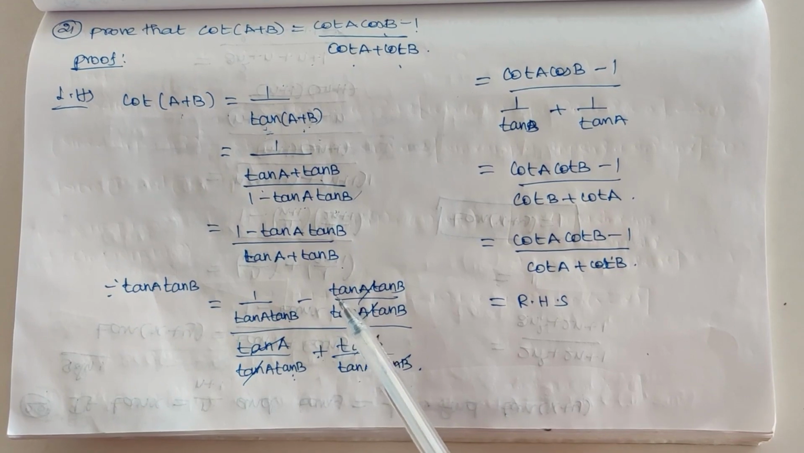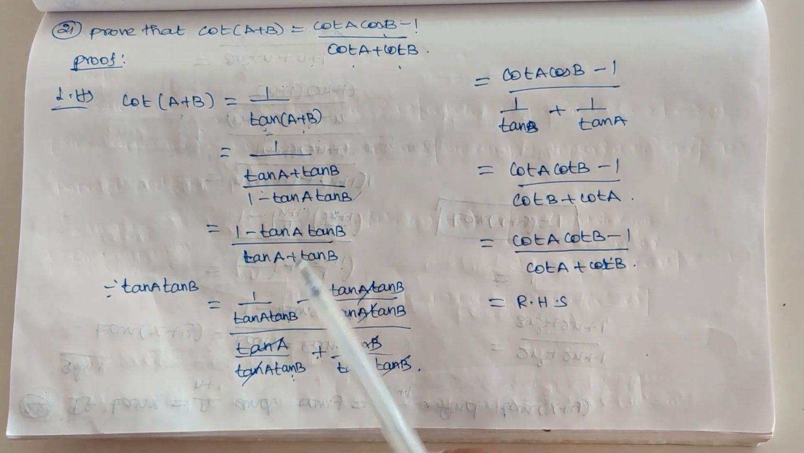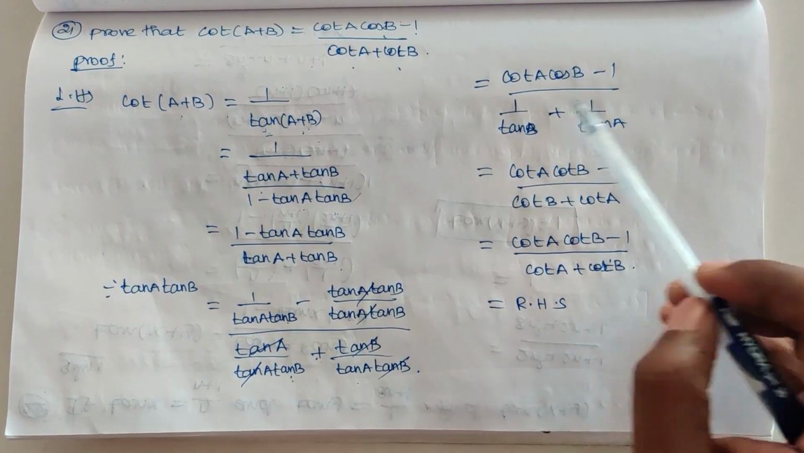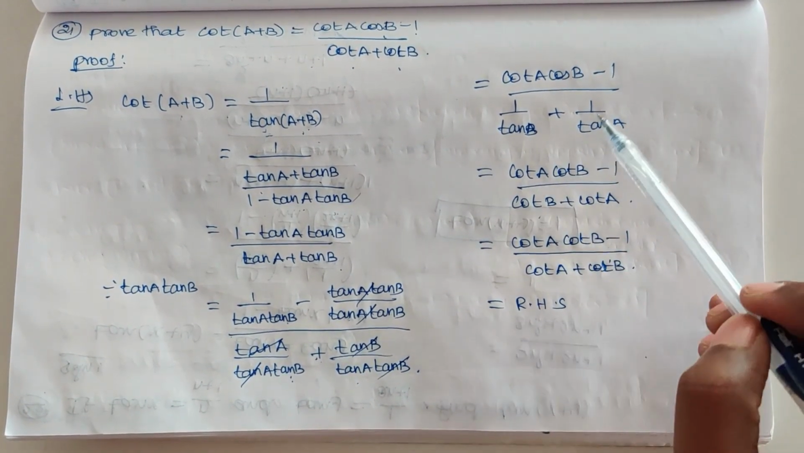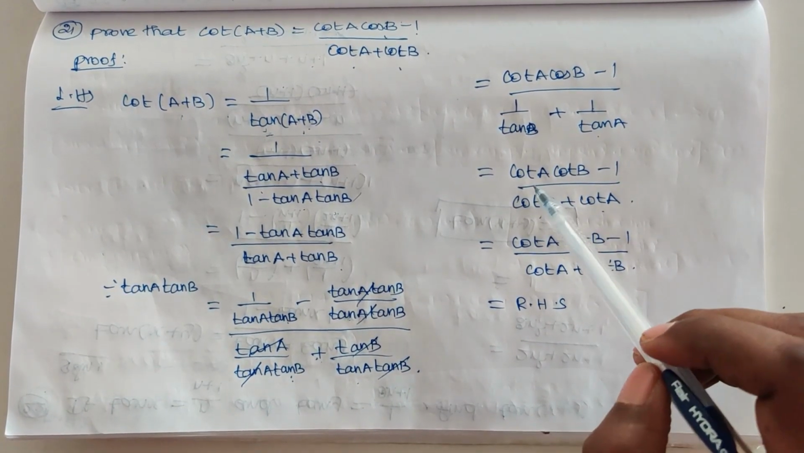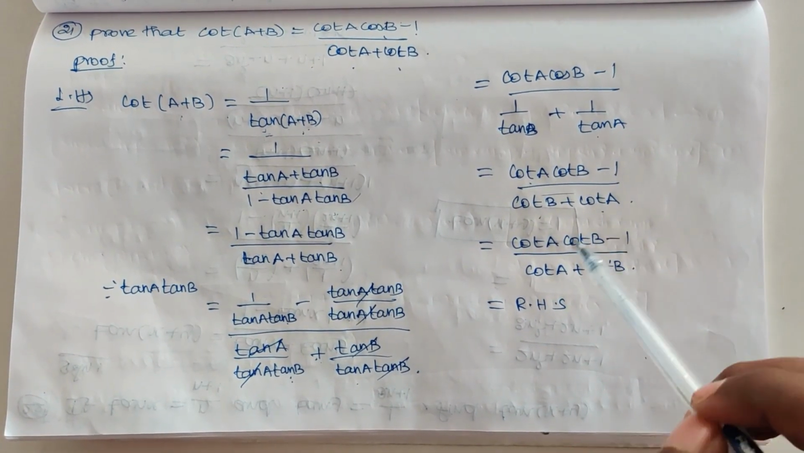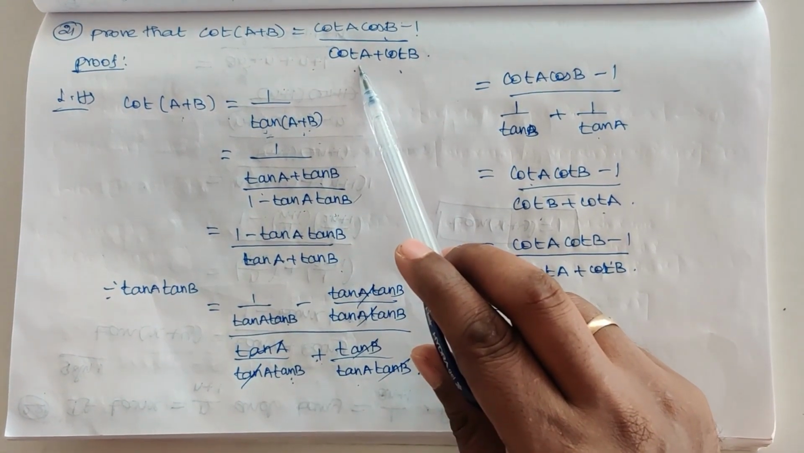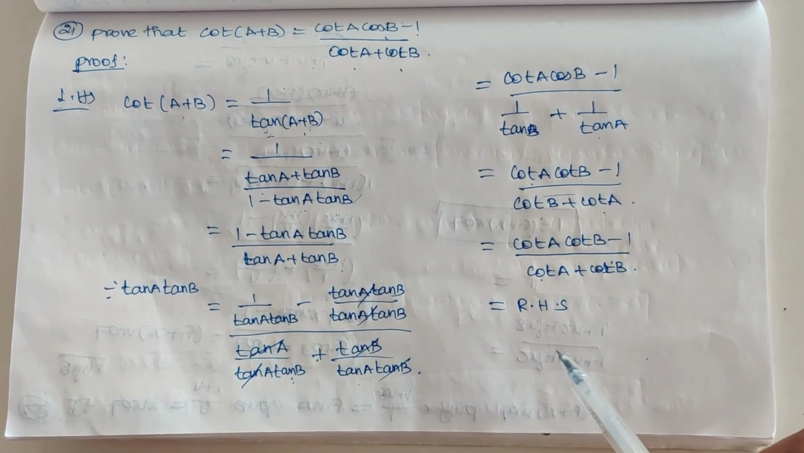So now we already know 1 by tan is equal to cot. So 1 by tan A tan B is equal to cot A cot B minus 1, the whole divided by 1 by tan B, which is cot B, and 1 by tan A, which is cot A. So now we arrange this: cot A cot B minus 1 the whole divided by cot A plus cot B. So this is our LHS equals RHS. So this is the answer for this. Clear?